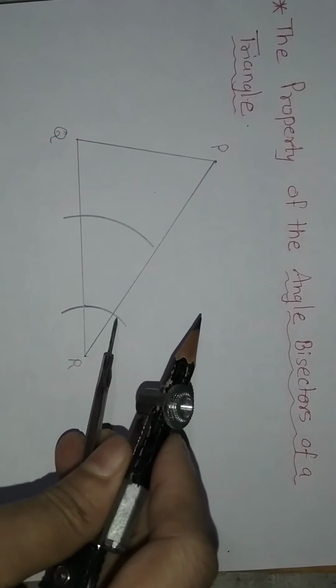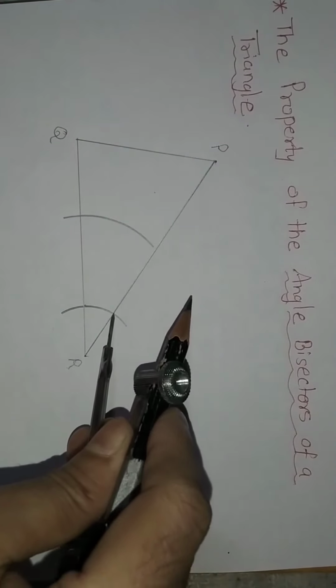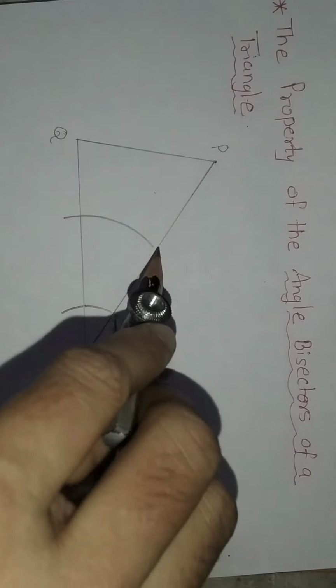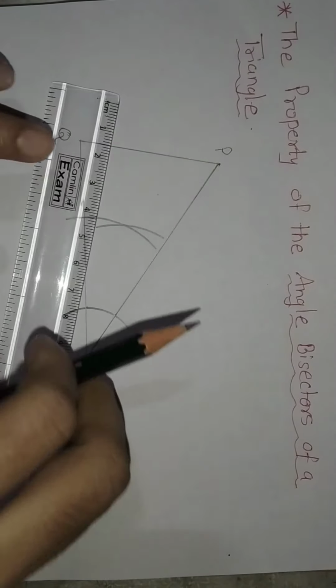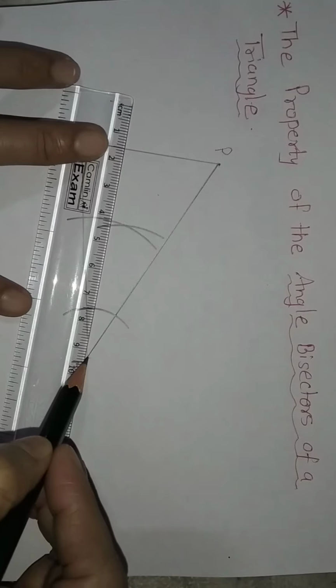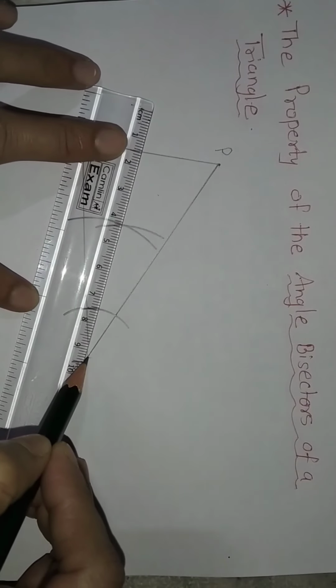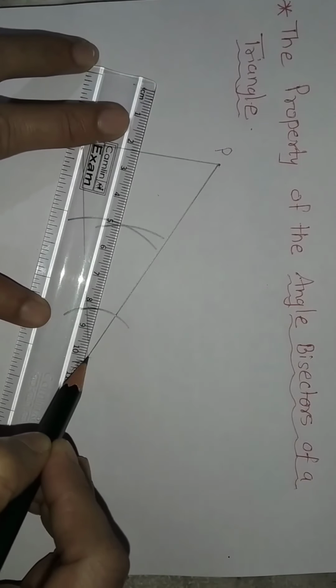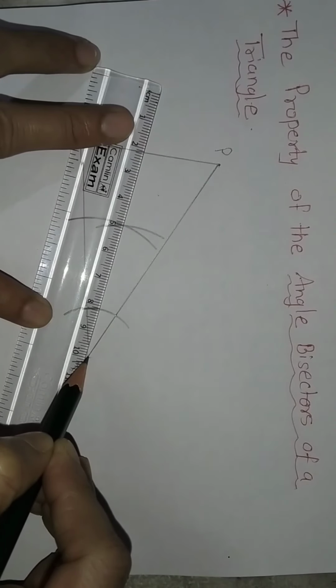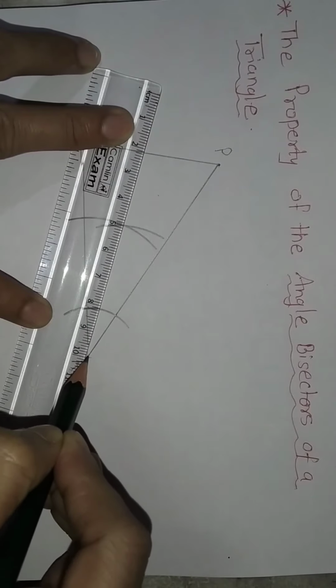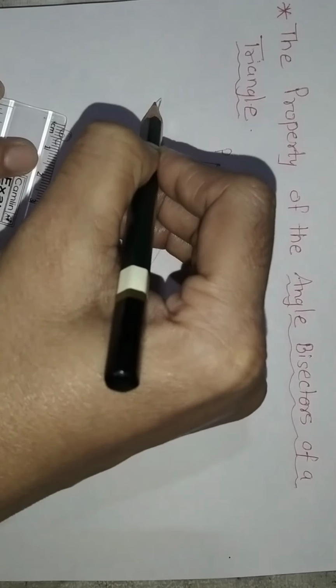Now put the other end of the compass on the other arc. In this way, draw an arc which will cut the previous arc. Now draw a ray which will pass from point Q and the intersection point of these two arcs.